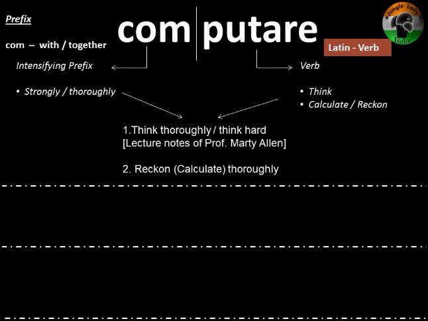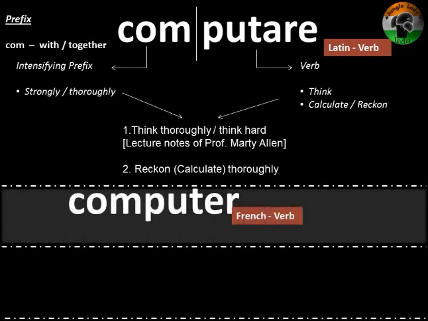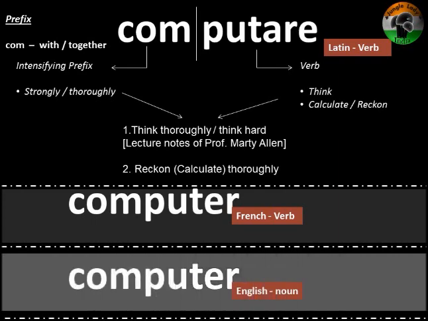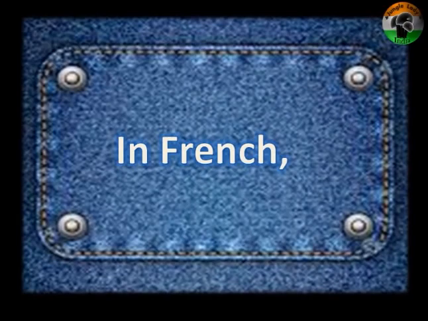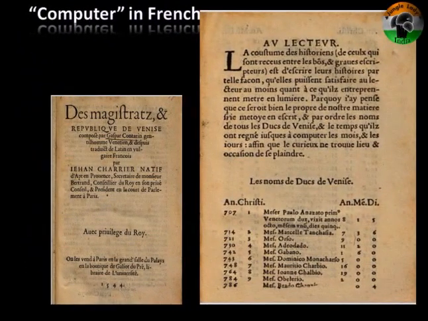Computere is a Latin verb from which the French verb computer was derived. The English noun computer is derived from the French verb computer. Here are some evidences for the usage of the word computer in French prior to English, that is before 1613.